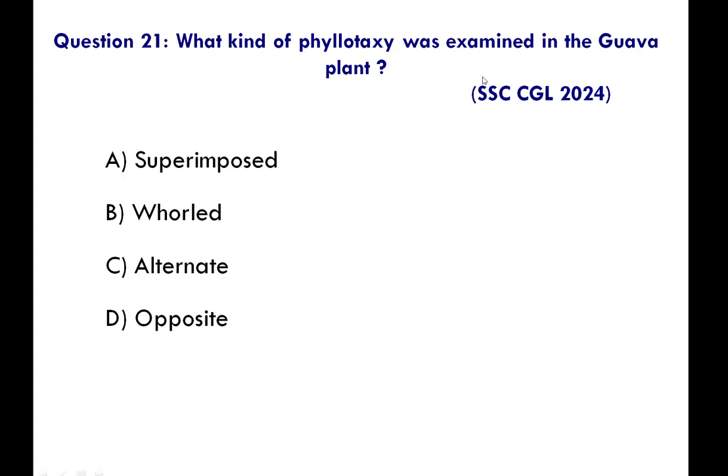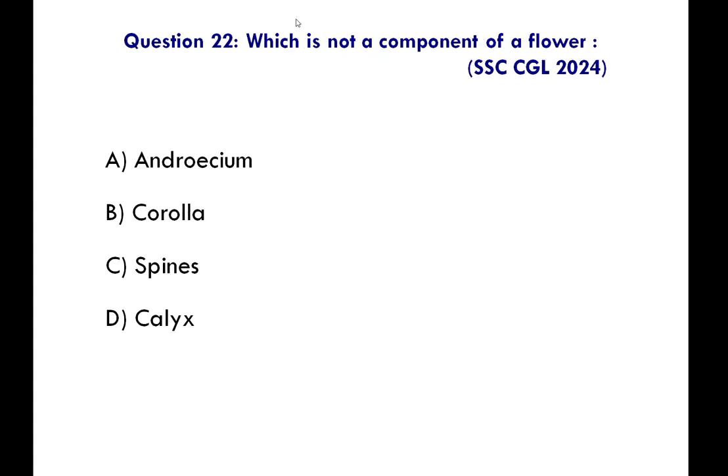What kind of phyllotaxy is seen in the guava plant? Superimposed, whorled, alternate, or opposite? So the correct option is opposite. Which is not a component of a flower? And the options are androecium, corolla, spines, or calyx. So the correct option is C, that is spines.